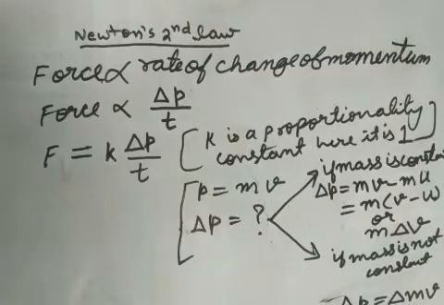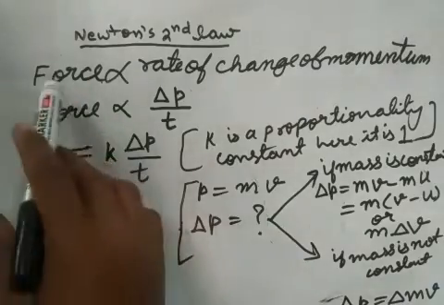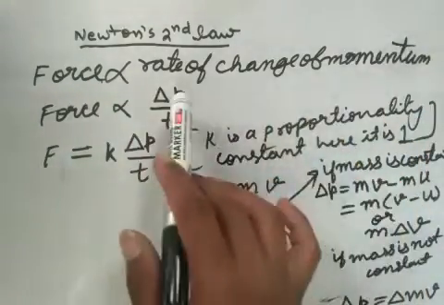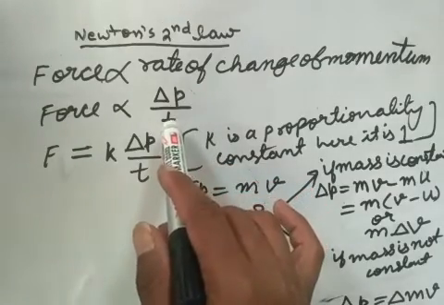Newton's second law, there is a confusion because in the books there are some technical terms, and due to which a student can get confused how to answer, what to answer, and what these terms mean. So here, force is directly proportional to rate of change of momentum. What is rate of change of momentum? It is change of momentum upon time.